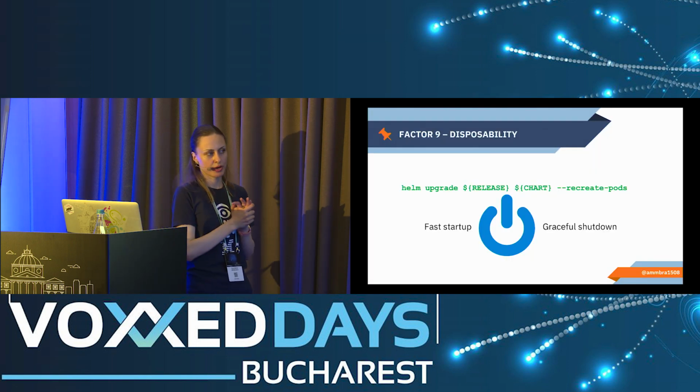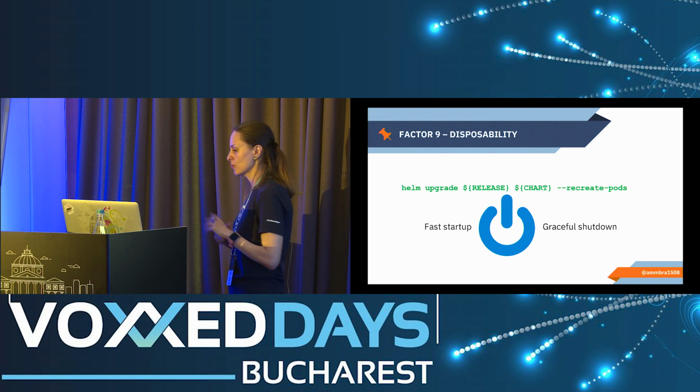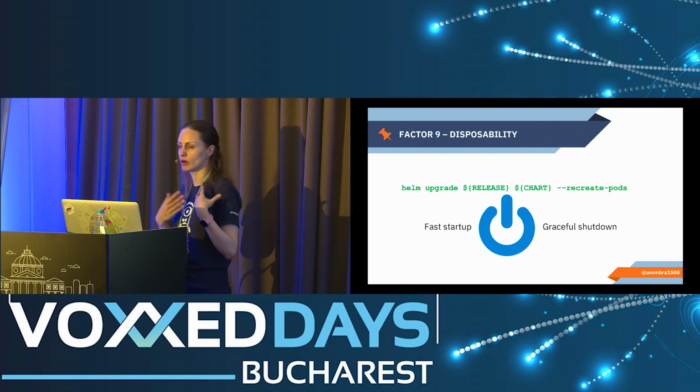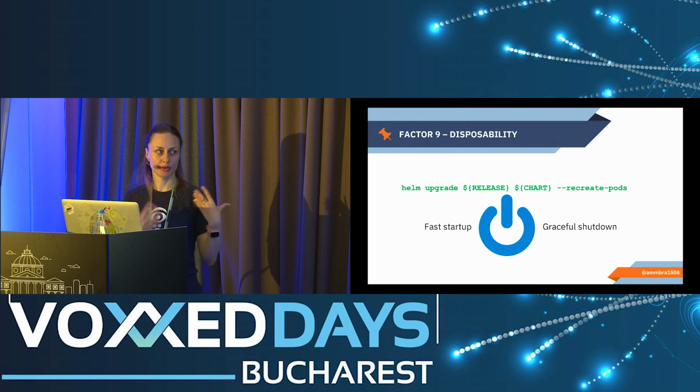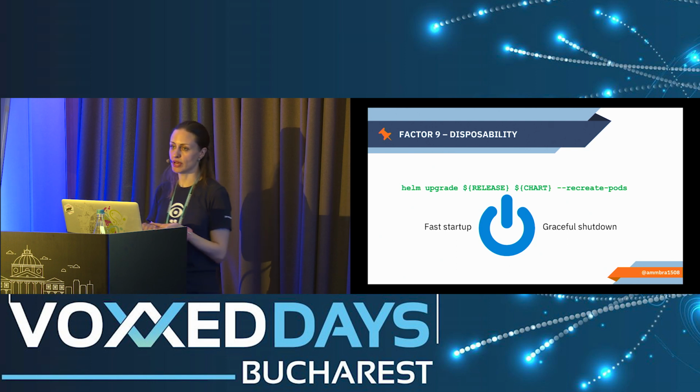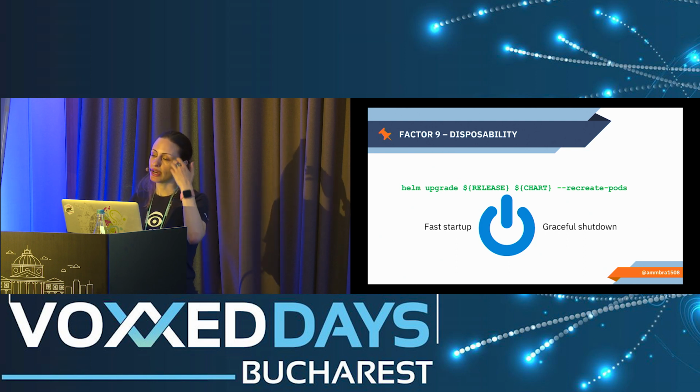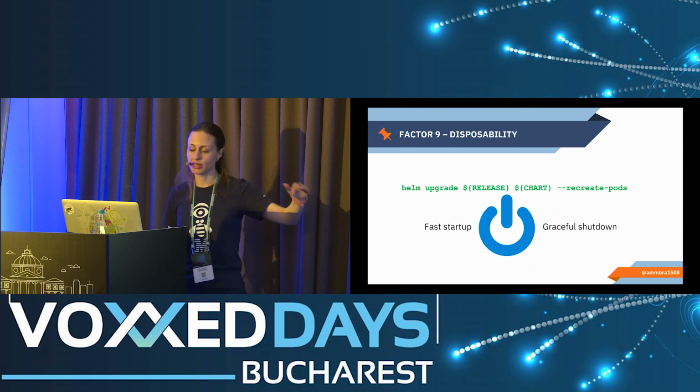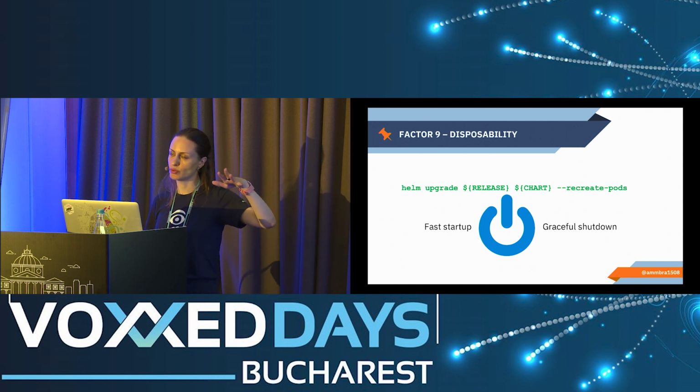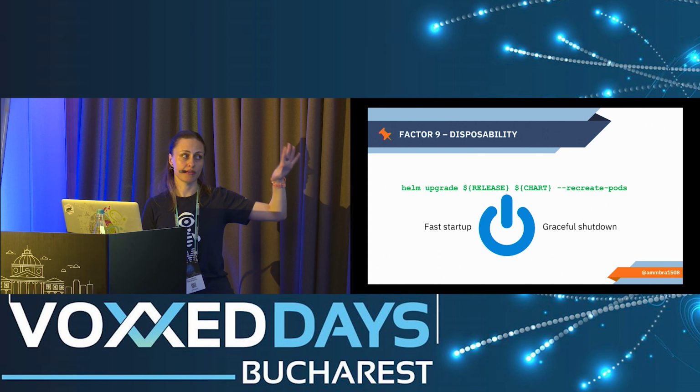Factor 9 is talking about disposability. When we are working with an application and we are deploying an application repeatedly, we want to have 0 downtime, right? So we want to be able to have a graceful shutdown of what was before and to be able to start up that one very, very fast.